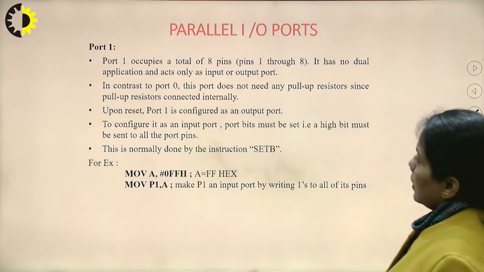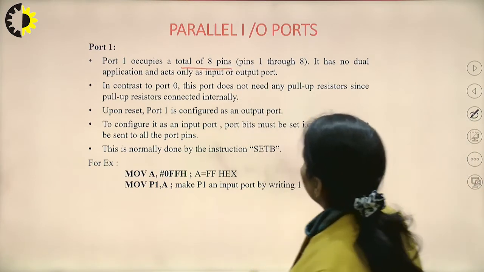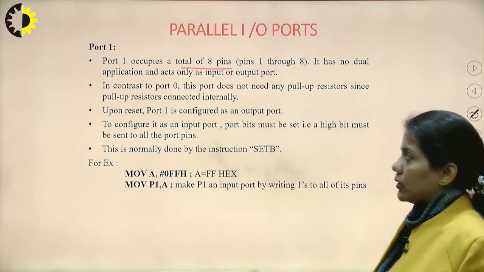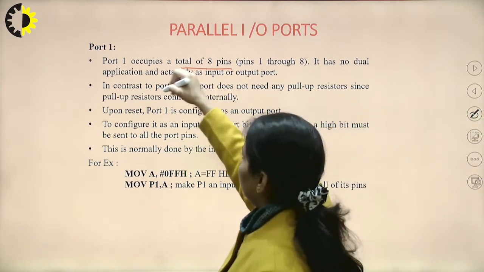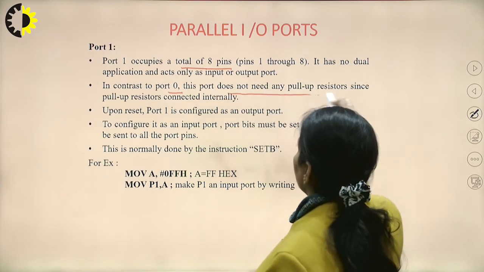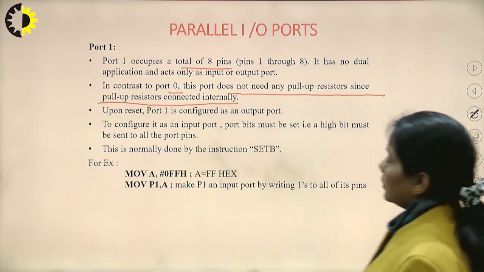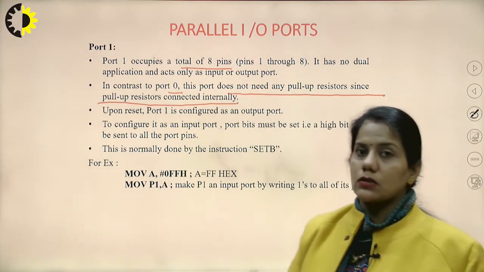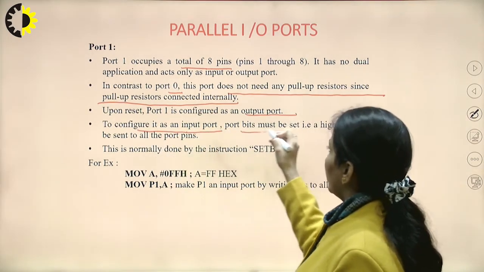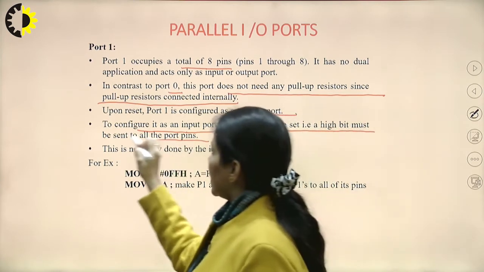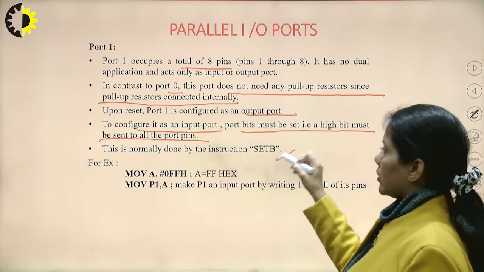Now, when we talk about port 1, it occupies a total of 8 pins. It has no dual application and it is used as a simple input-output port. But unlike port 0, this port does not need any pull-up resistors since all the pull-up resistors are connected internally. Upon reset, port 1 is configured as an output port, and to configure it as an input port, port bits must be set, that is a high bit must be sent to all the port pins. This is normally done by the instruction SETB.